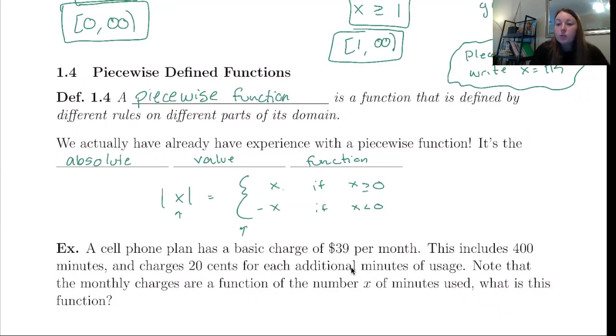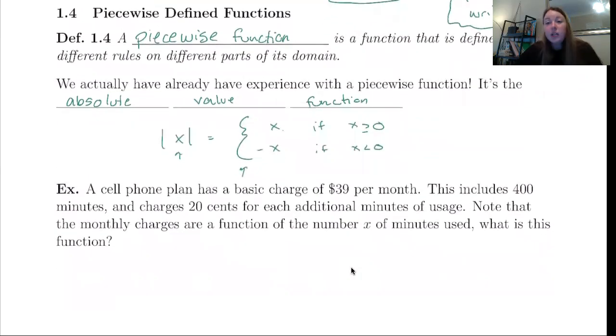And there are also really cool things you can do with something called splines, which has a lot of different piecewise functions. It's also really applicable to a lot of things going on in the real world. A really common one is a cell phone plan that has a basic charge of $39 per month, including all the fees and whatever. This includes a base of 400 minutes and charges 20 cents for each additional minute of usage. I don't think this is common now since everyone has an unlimited plan, but it would be a big deal if you went over your 400 minutes.